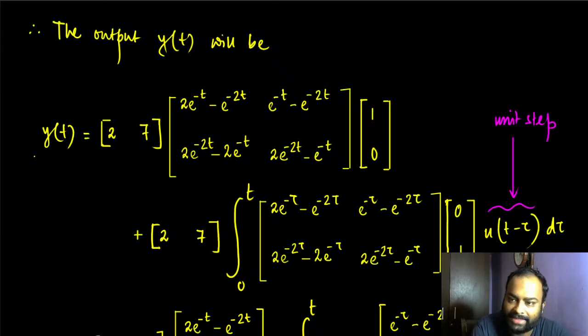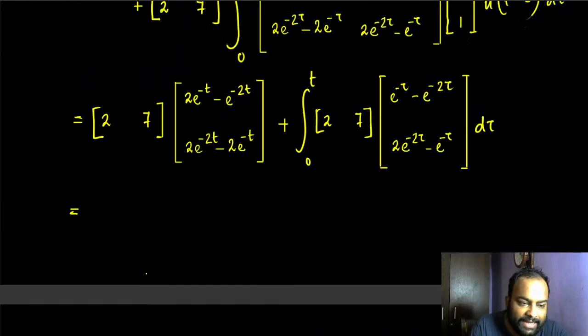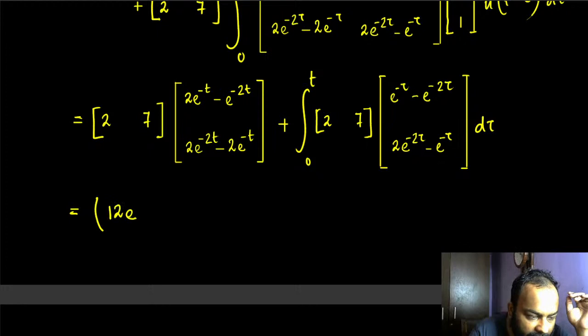finding out, so the left hand side is a scalar quantity, so the right hand side will have to eventually become a scalar quantity. So this is 2 times this plus 7 times this. Okay, so let's do that calculation. So here we have 2 times this and 7 times this. So that means we have 14 minus 2. So that's 12 e to the power minus 2t. And then we have 4 and minus 14. So that's going to be minus 10 e to the power minus t.